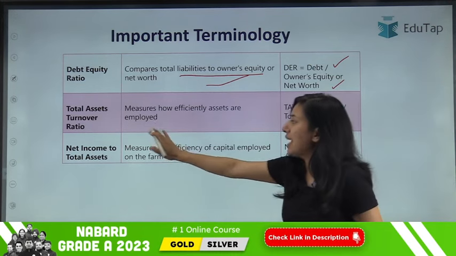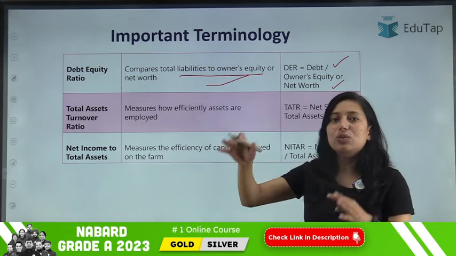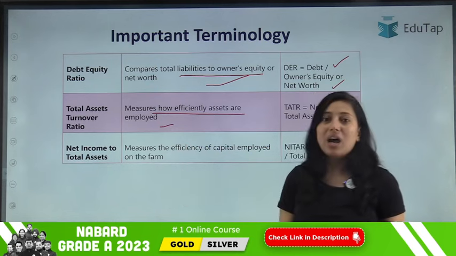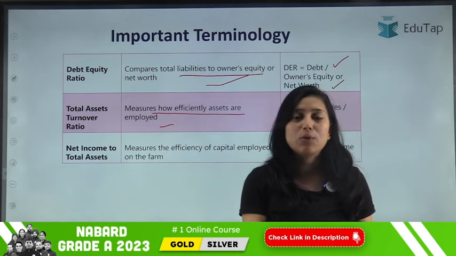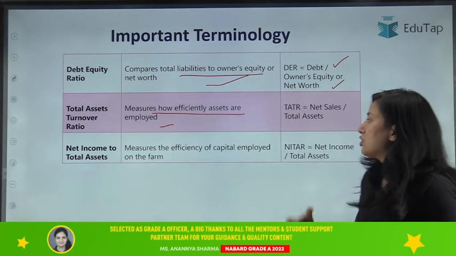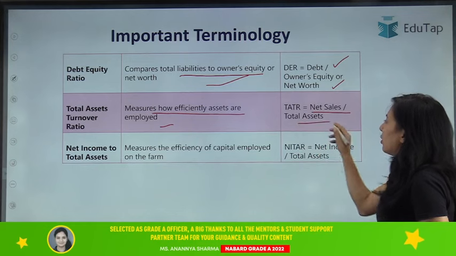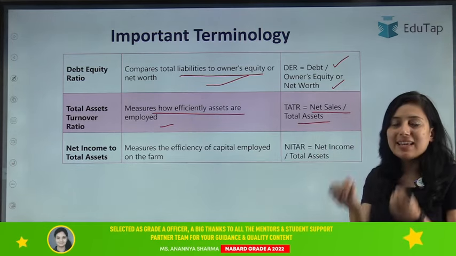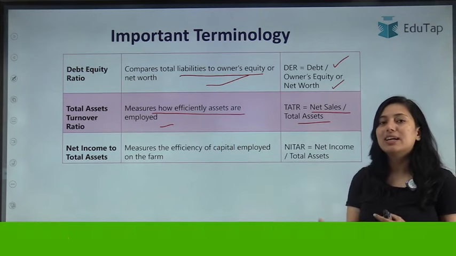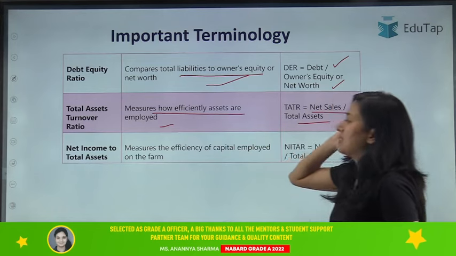Then we have the total asset turnover ratio. The name suggests it. Basically it measures how efficiently assets are employed, how efficiently you have employed your assets so that they can give you maximum benefit. That is your total asset turnover ratio, and it is net sales upon total assets. So what is your net sales upon total assets? That is how you calculate your total asset turnover ratio. Clear?